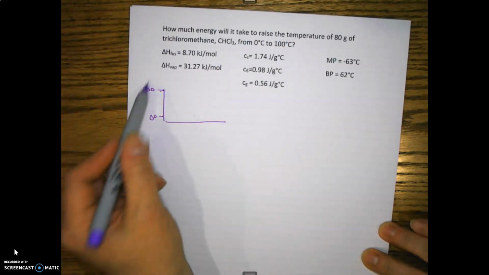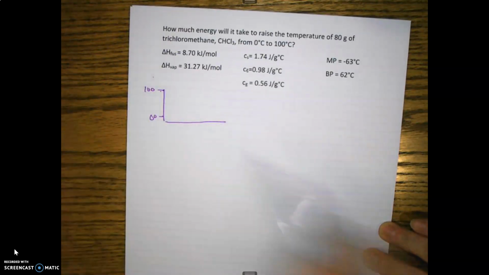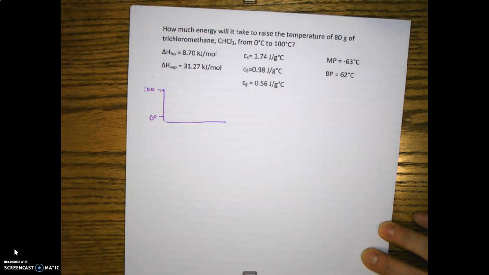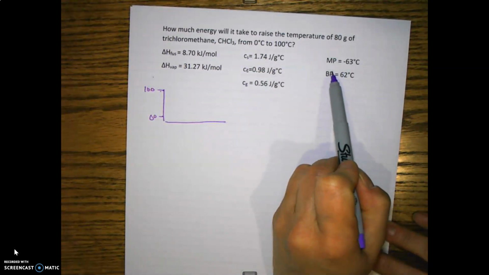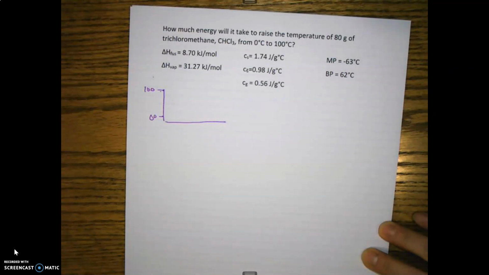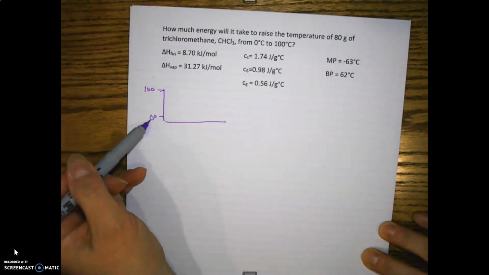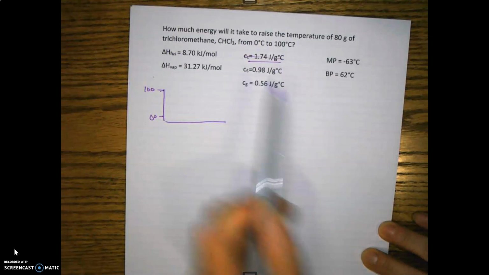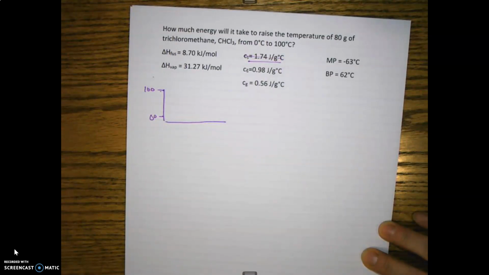So we want to show the two endpoints. How many different parts am I passing through? Remember that we have 5 different constants that we may have to use, but do I really need to? That's where knowing the melting point and the boiling point comes in. Trichloromethane melts at negative 63 degrees Celsius. We're already above that temperature because we're starting at 0. So we're not starting with any solid, so we don't need to use this value.